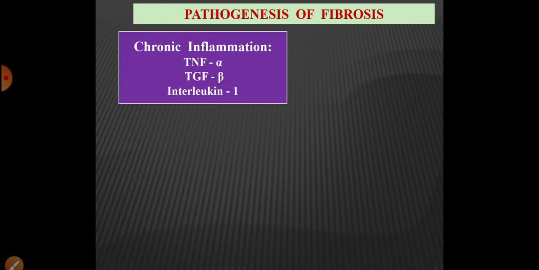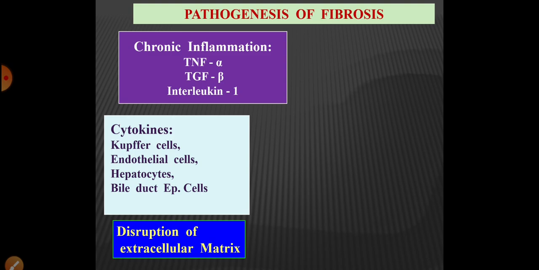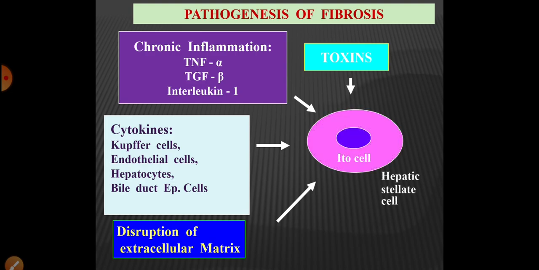Coming to the pathogenesis of fibrosis, as we have already discussed, the chronic inflammation, the inflammatory cytokines like tumor necrosis factor alpha, transforming growth factor beta, interleukin 1, and other chemical mediators produced by the Kupffer cells, injured endothelial cells, dying hepatocytes, bile duct epithelial cells, and the disrupted extracellular matrix, and directly by the toxins will stimulate the stellate cells of liver present in the space of Disse.